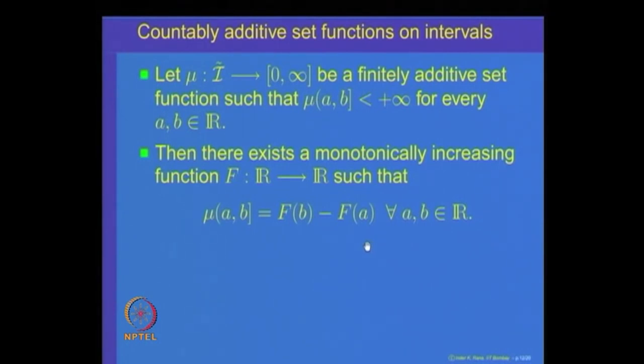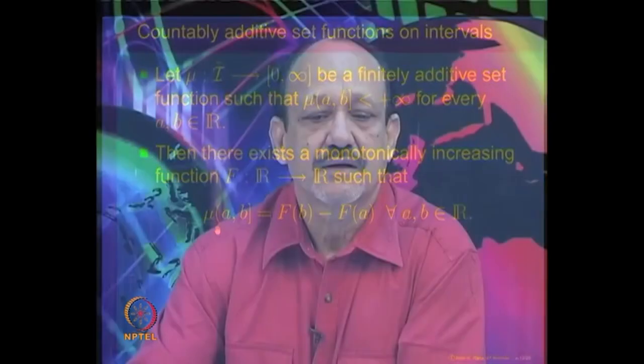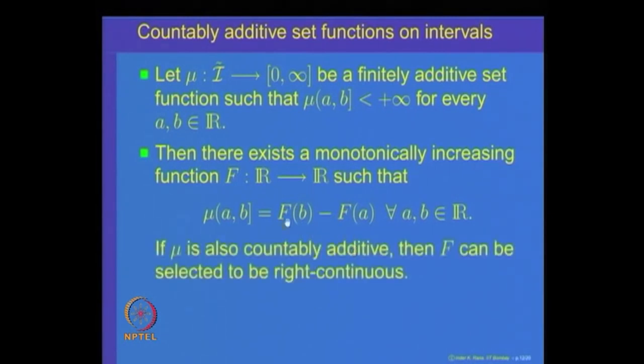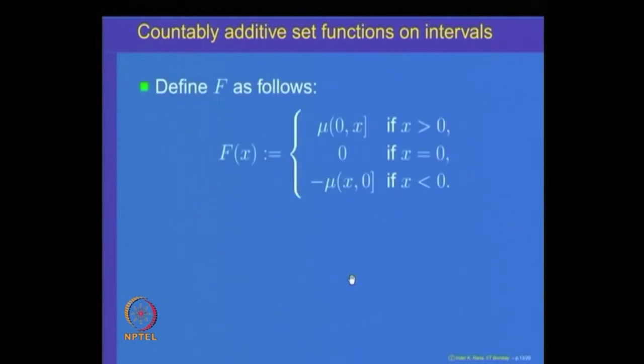So, to prove this, let us observe that mu of a b is given by f of b minus f of a. That itself tells us what should be the definition of the function f. For example, if I fix a point a, that means f of a is fixed, then I can calculate f of b as equal to mu of a b plus f of a. So, this relation itself gives me a hint how I should define the function f. So, let us fix an a, and the most convenient point is to fix a to be the origin. And we will also show later on that if mu is countably additive, then this function can be chosen to be not only monotonically increasing, but also a right continuous function.